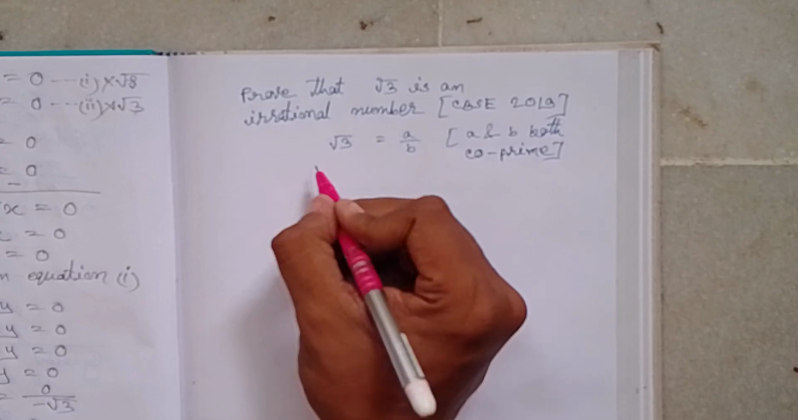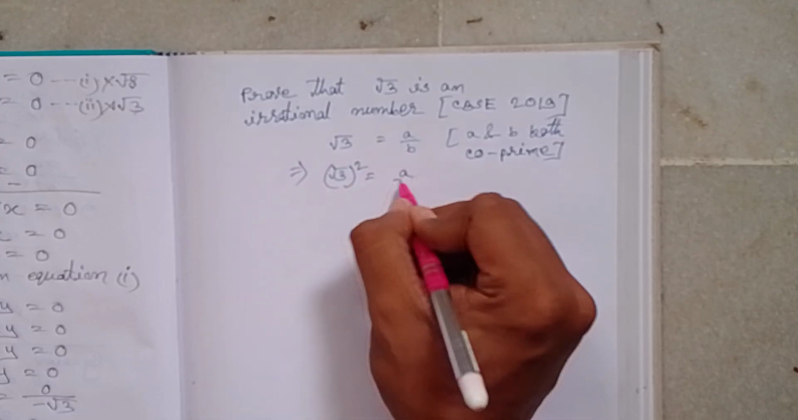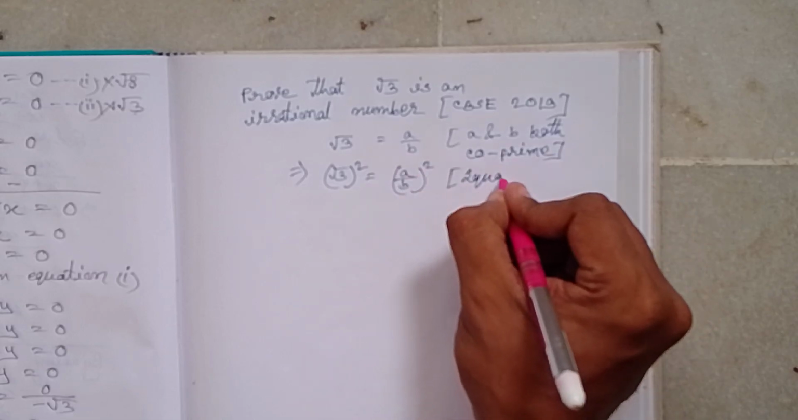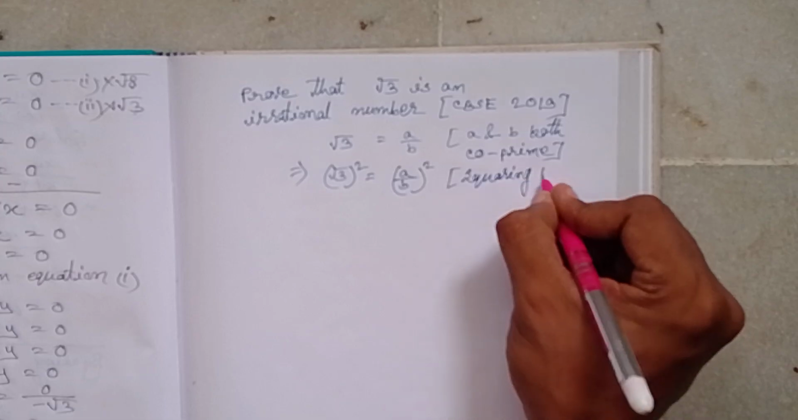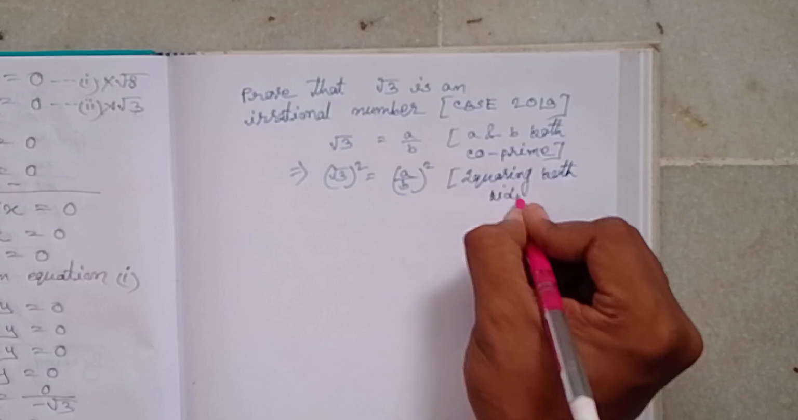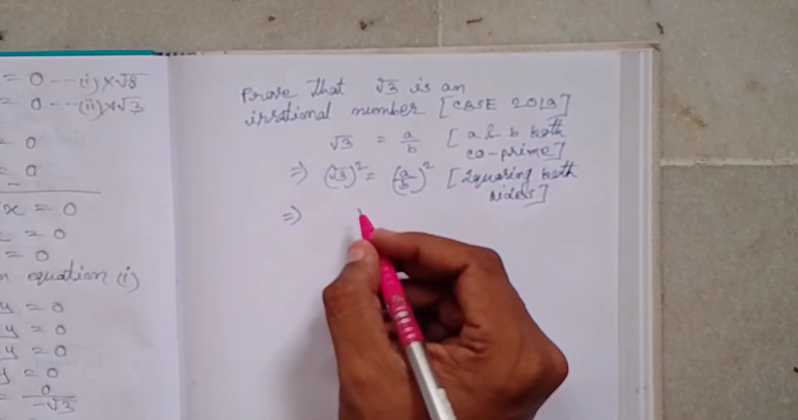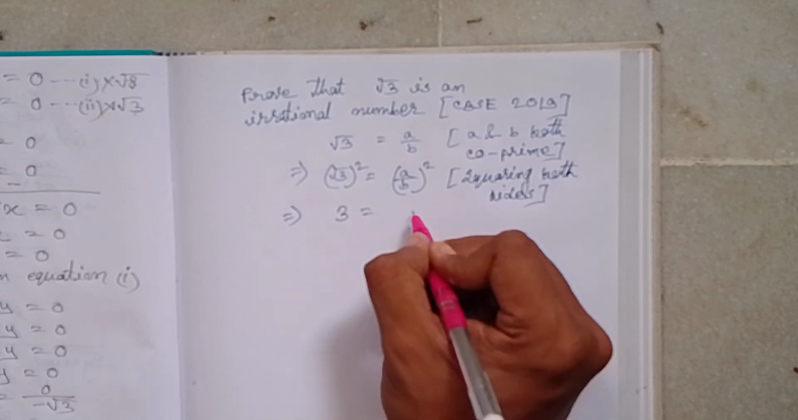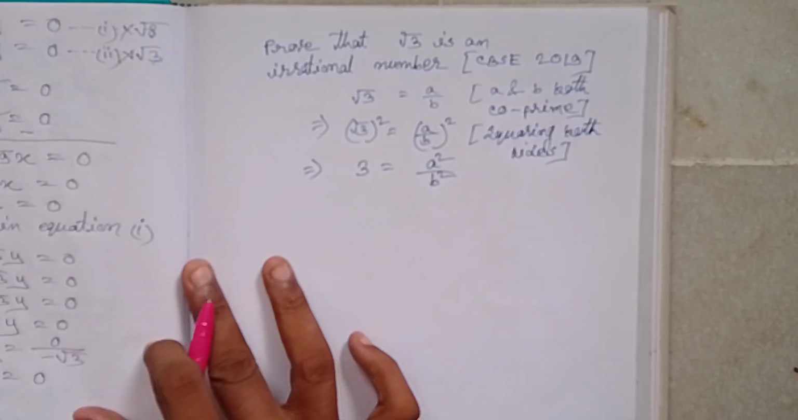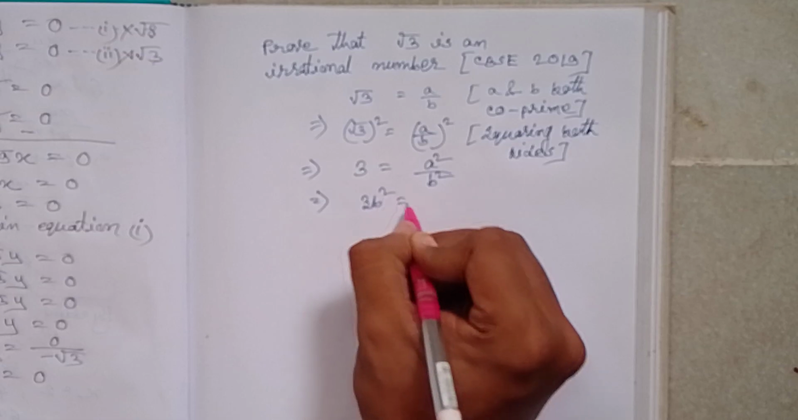Okay, let us square both sides. Root 3 whole square is equal to a by b whole square. We should write this beside: squaring both sides. After squaring, what we are getting? We are getting 3 is equal to a square by b square. Now we must cross multiply this. 3b square is equal to a square.